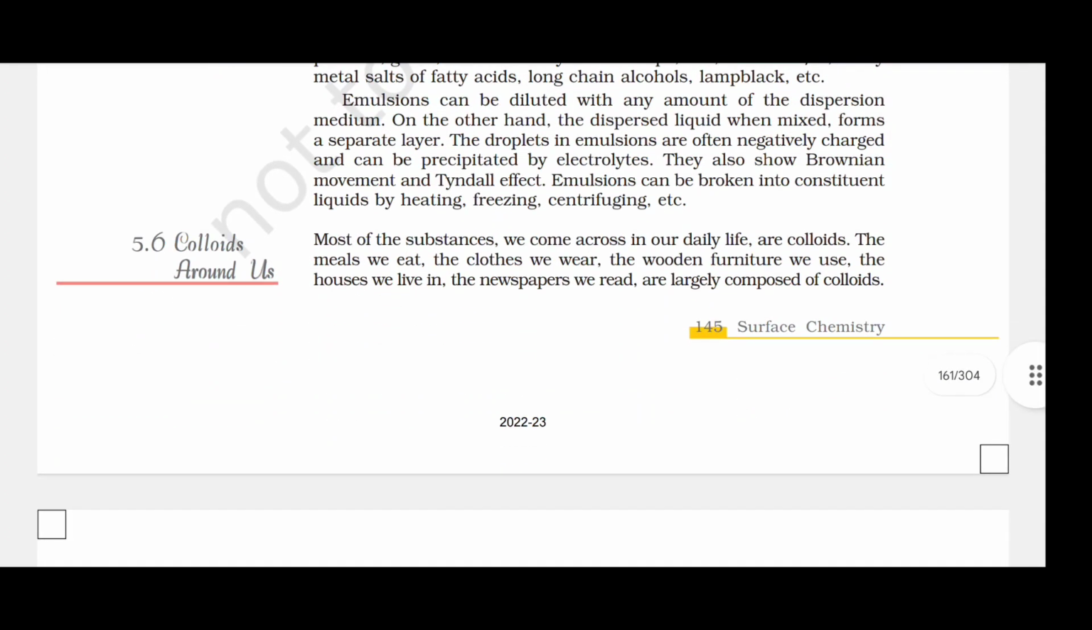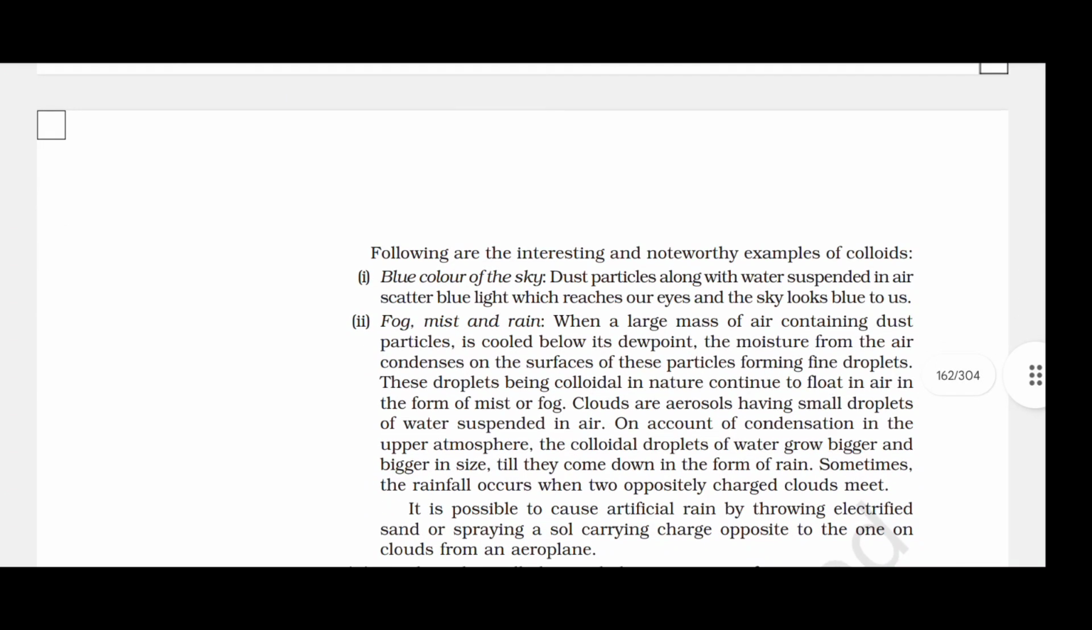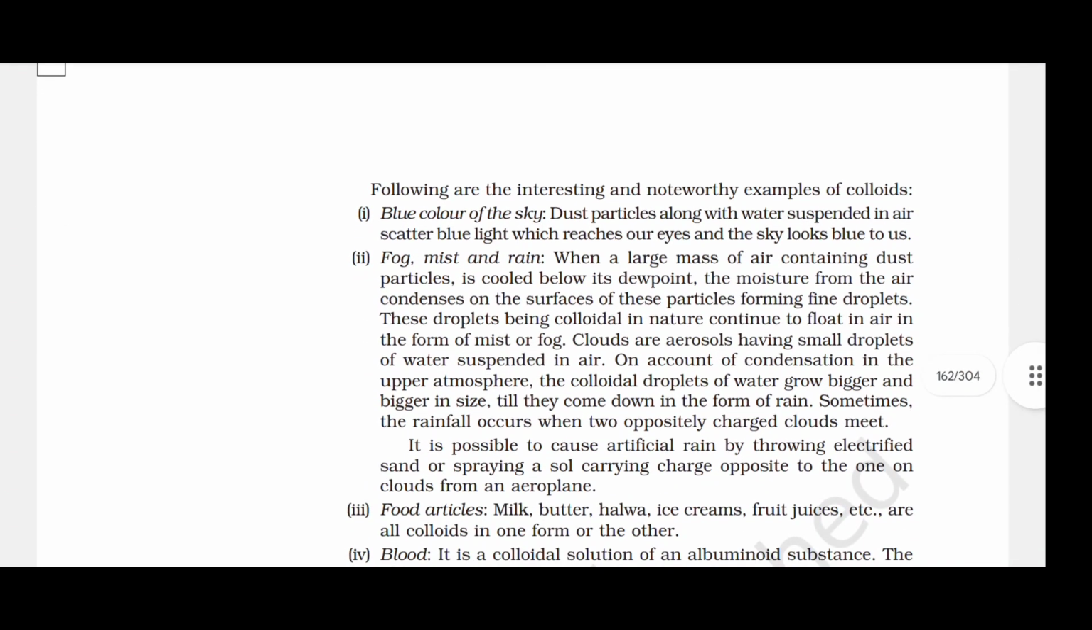Colloids around us. Most of the substances we come across in our daily life are colloids. The meals we eat, the clothes we wear, the wooden furniture we use, the houses we live in, the newspapers we read are largely composed of colloids. Following are the interesting and noteworthy examples of colloids. First, blue color of the sky. Dust particles along with water suspended in air scatter blue light which reaches our eyes and the sky looks blue to us.